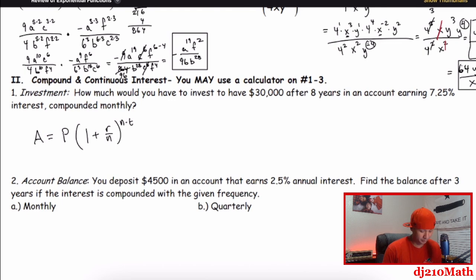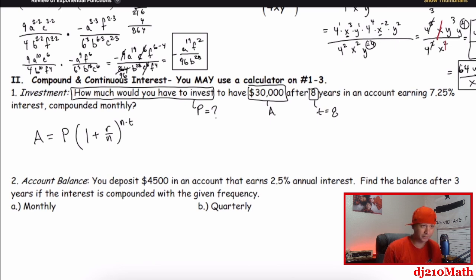All right, so number one, investment. How much would you have to invest? So I'm going to stop right there. That right there is implying that we don't know how much we're investing. Right? How much would you have to invest? So what do you need to start with? I.e. P. We don't know what P is. To have in the future 30K. So this is going to be our future amount, right? 3 stacks. So then after 8 years, so this is our T. In an account earning 7.25%.